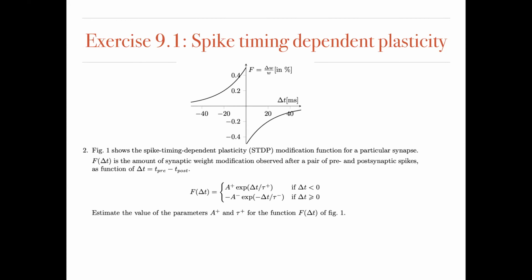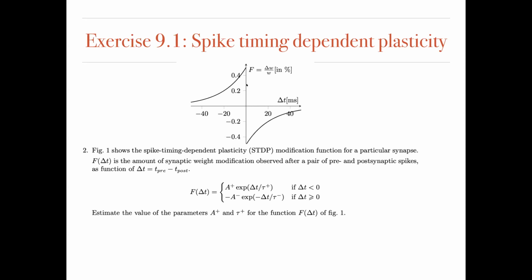So point number 2. Given the plot that I just explained, f of delta t is the amount of synaptic weight modification observed after a pair of pre-post synaptic spikes as a function of delta t. We went over this, and the equation that governs this plot is given here. And we need to estimate the parameters a plus and tau plus for the function f. So to understand the value of a plus, we can evaluate this function at the time where delta t is 0.